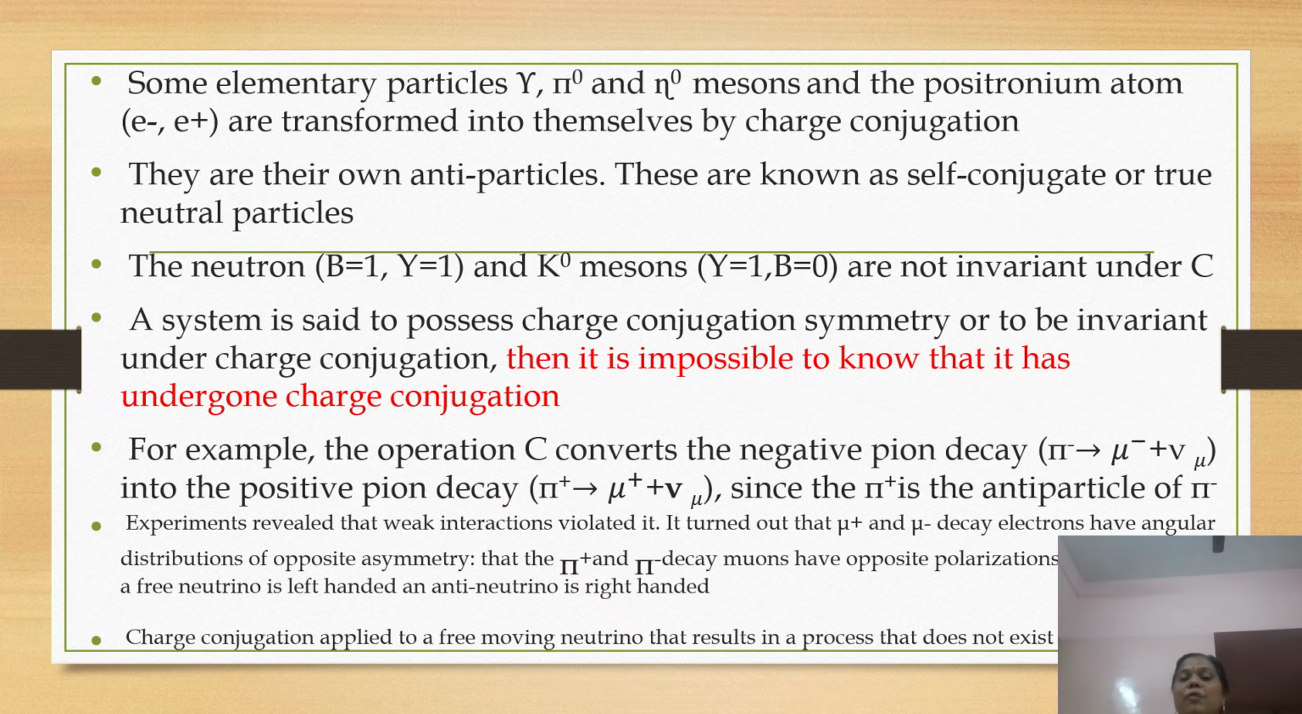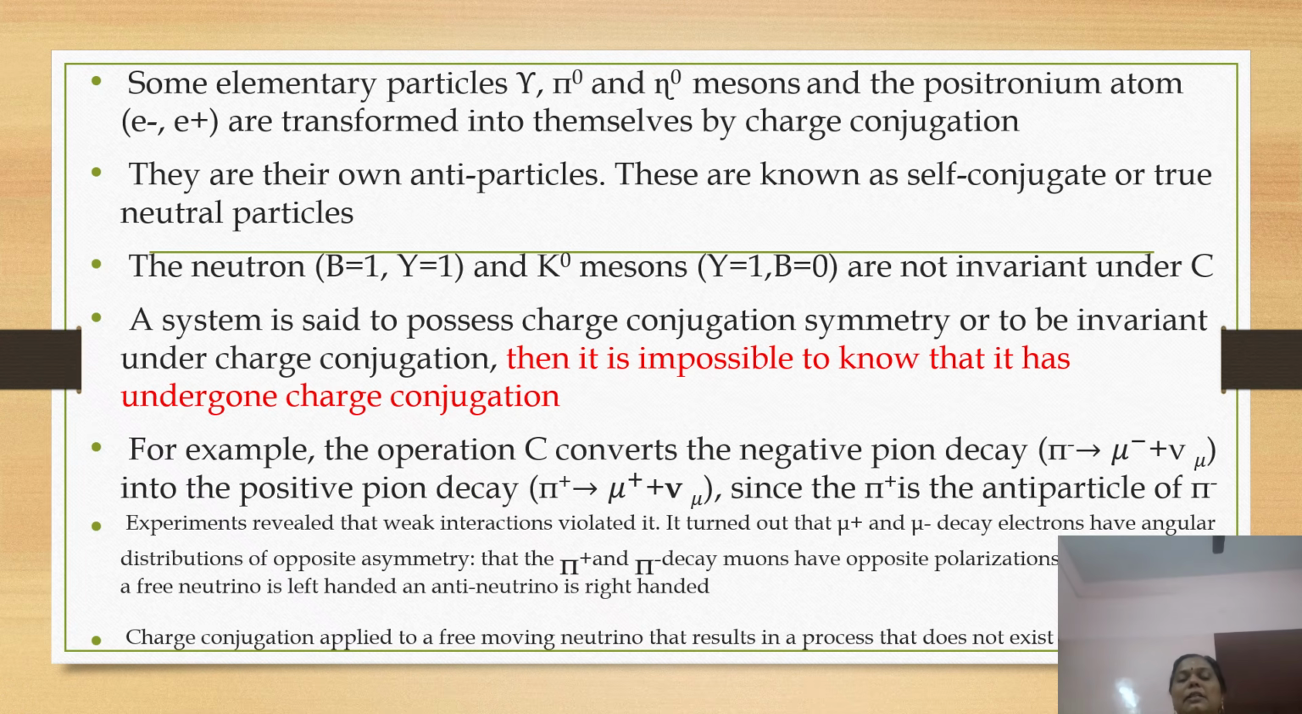So there are a few elementary particles called gamma, pi naught and eta naught mesons and the positronium atom, which are transformed into themselves by the charge conjugation. So whenever the charge conjugation is applied to these elementary particles, there may not be any change. They themselves will be the final product because they are the neutral elementary particles, because they are their own antiparticles. Or I can say that these are the self-conjugate or the true neutral particles.